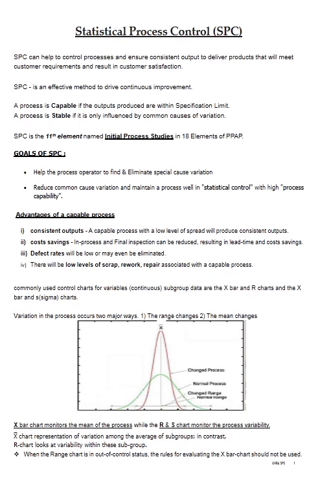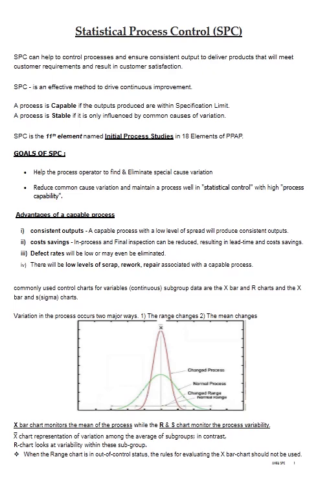SPC can help to control process and ensure consistent output to deliver products that will meet customer requirements and result in customer satisfaction. SPC is an effective method to drive continuous improvement. A process is capable if the outputs produced are within specification limits. A process is stable if it is only influenced by common causes of variation. SPC is the 11th element, named Initial Process Studies, in the 18th element of PPAP.